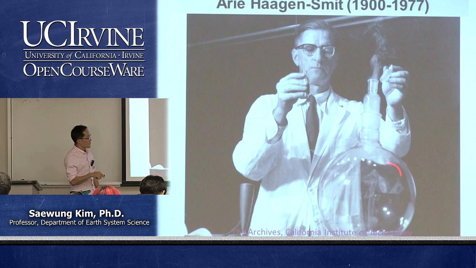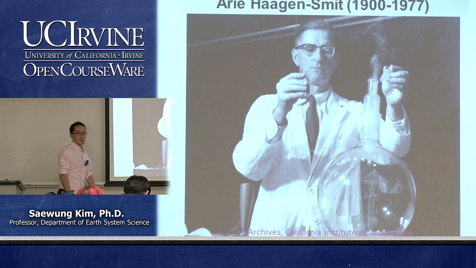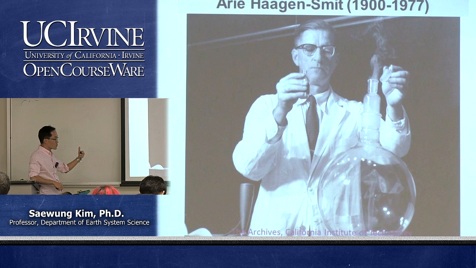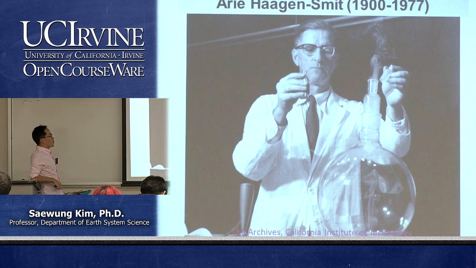So you can think that this is kind of a mini atmosphere, and the reaction is happening in here. So again, ozone in the troposphere is not directly emitted from the human activity, rather it is formed in a chemical reaction in the air. So that's the message that I want to convey from this photo.